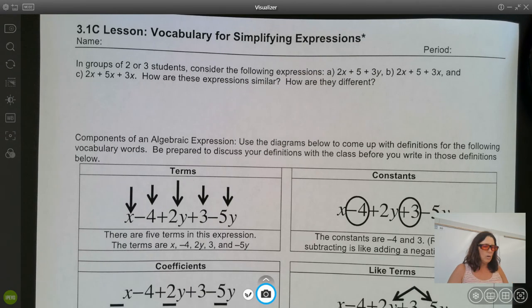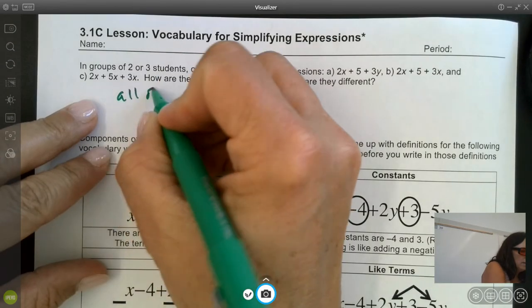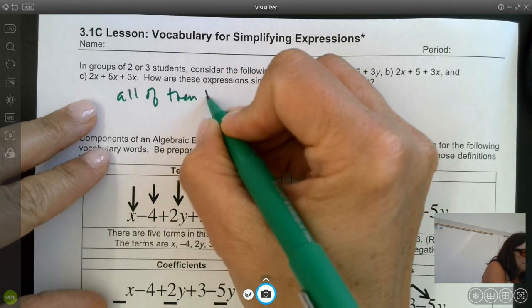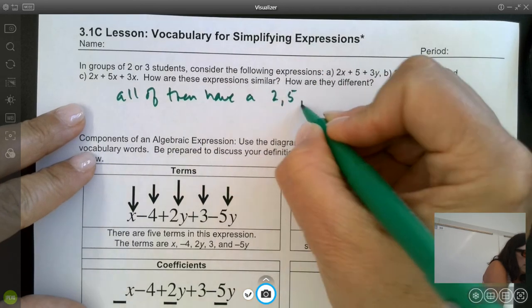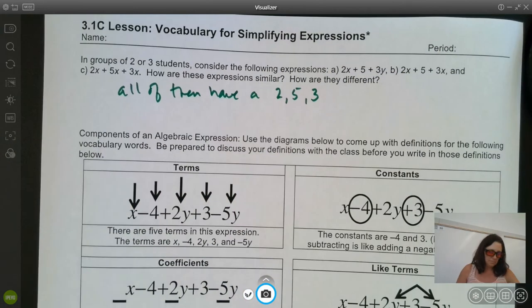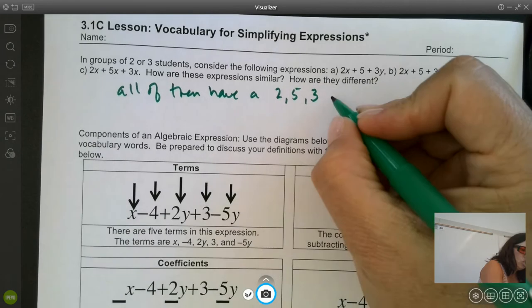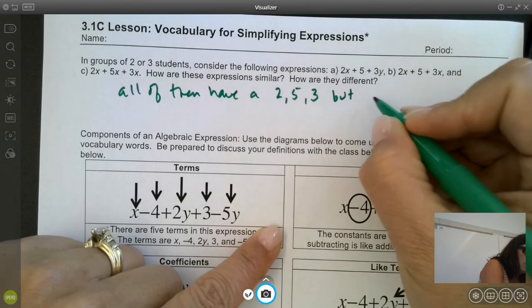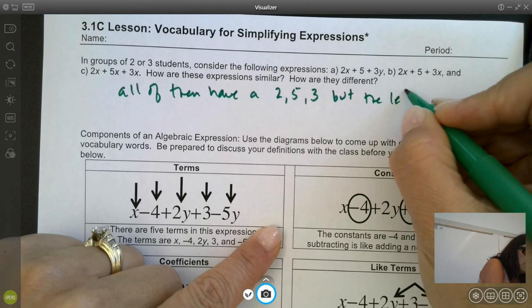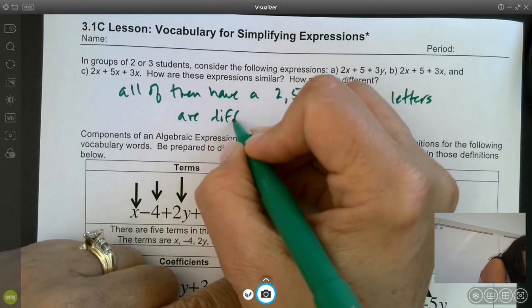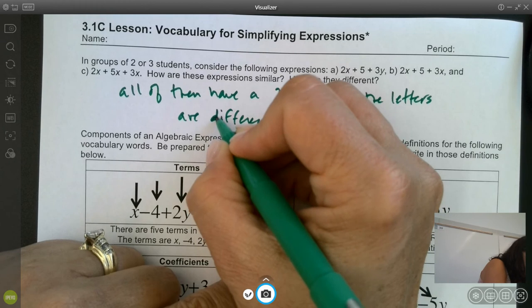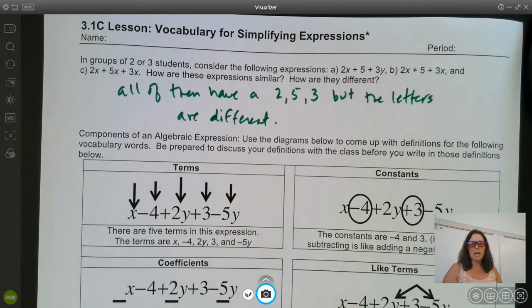All right, so I hope that you're noticing that all of them have 2, 5, and 3 in each, but the letters are different. Okay, so that's really all that I'm noticing, just looking at those to start.